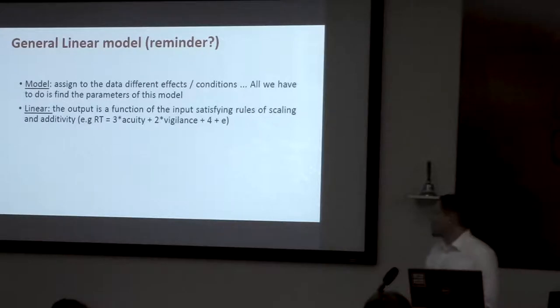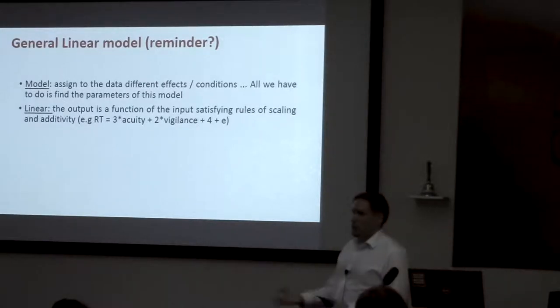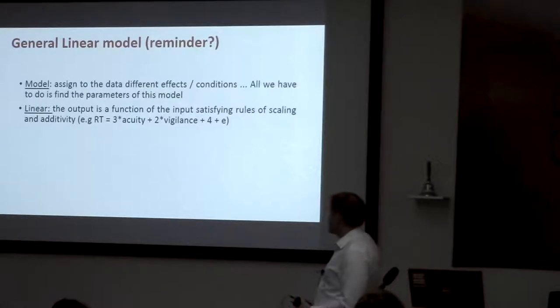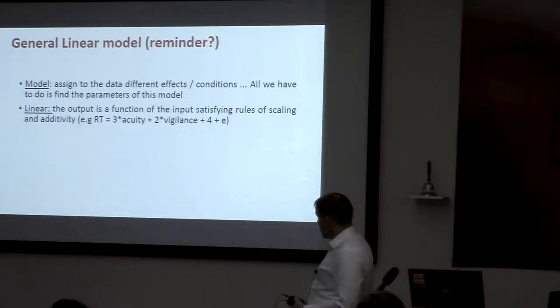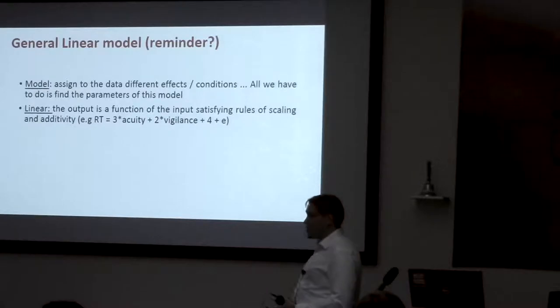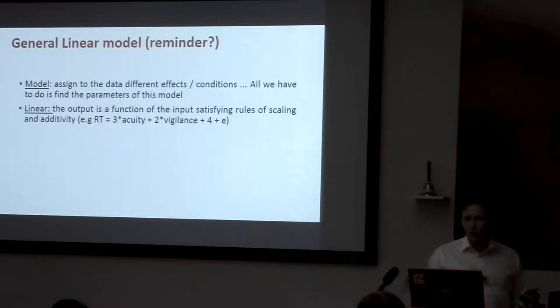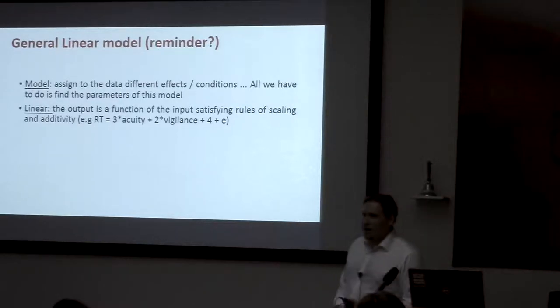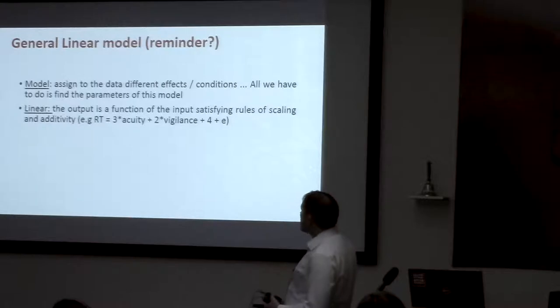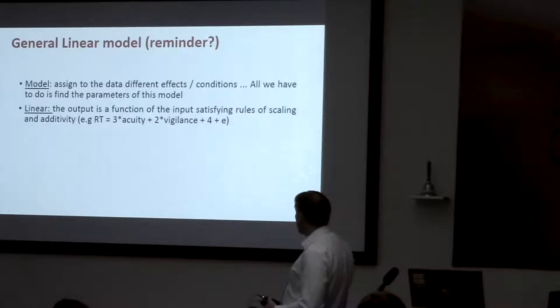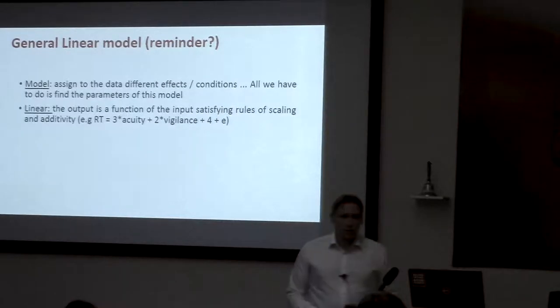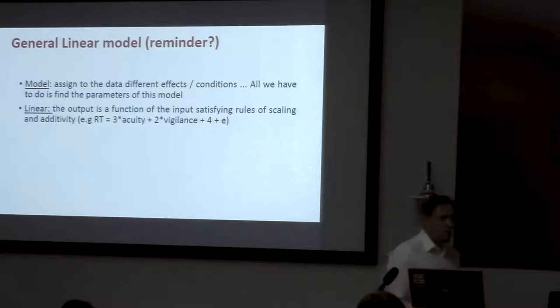It's linear. That means the way we make that model fit the data is that we consider that the output of that model satisfies two criteria, which are scaling and additivity. Which means you need to add things together, multiply things together, right? That should be okay for most of us, to do addition and multiplication. And so a linear regression is a linear model, right? Reaction time equals 3 times your acuity plus 2 times vigilance plus some error term. You multiply stuff and you add stuff. That's linear.